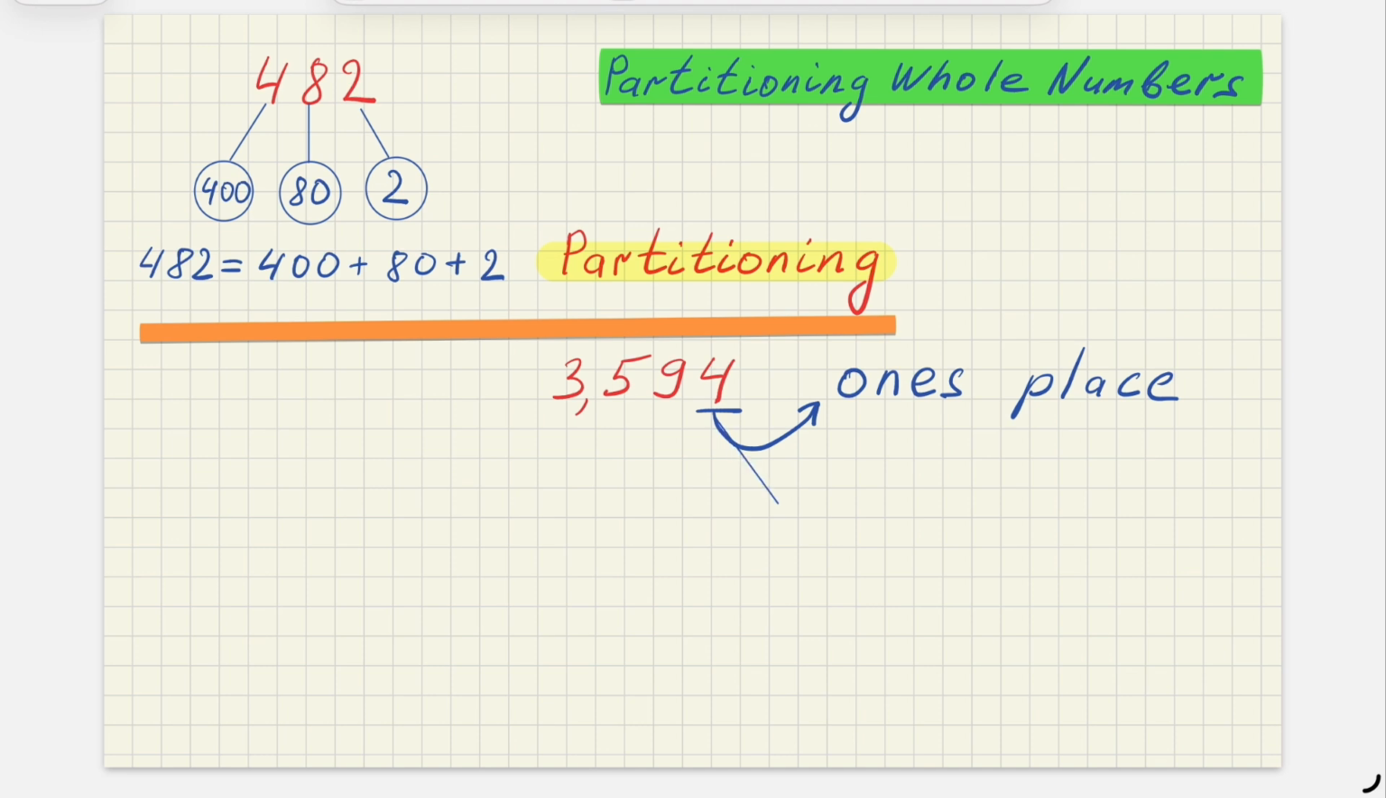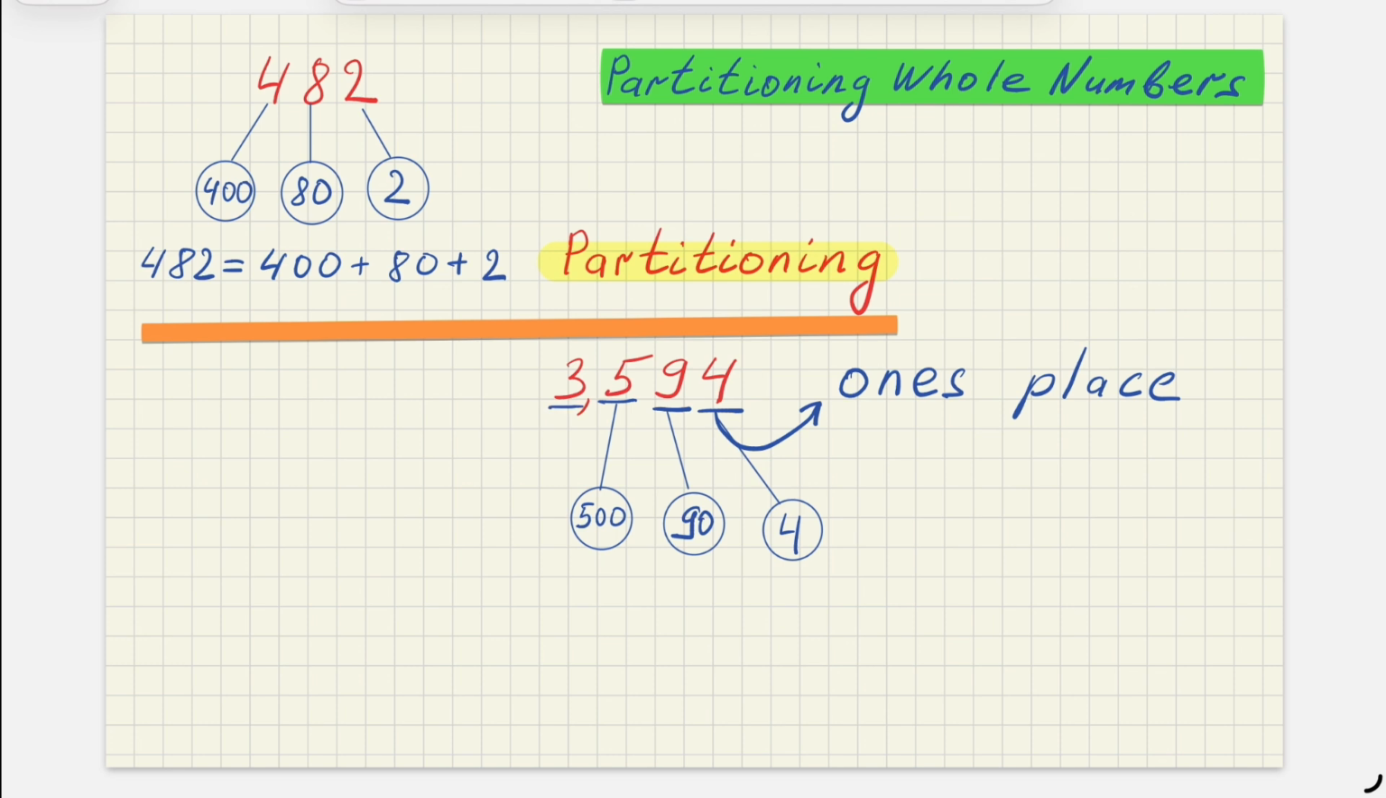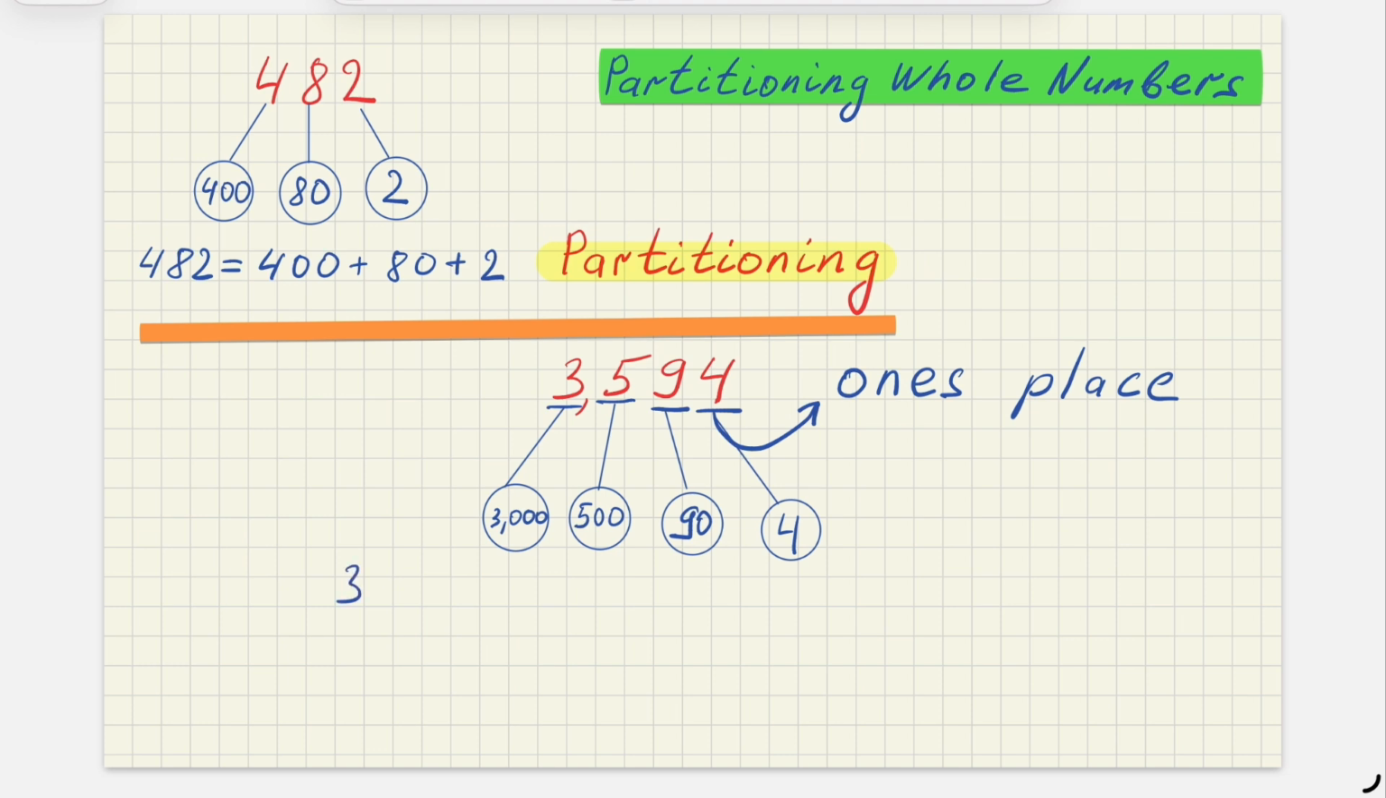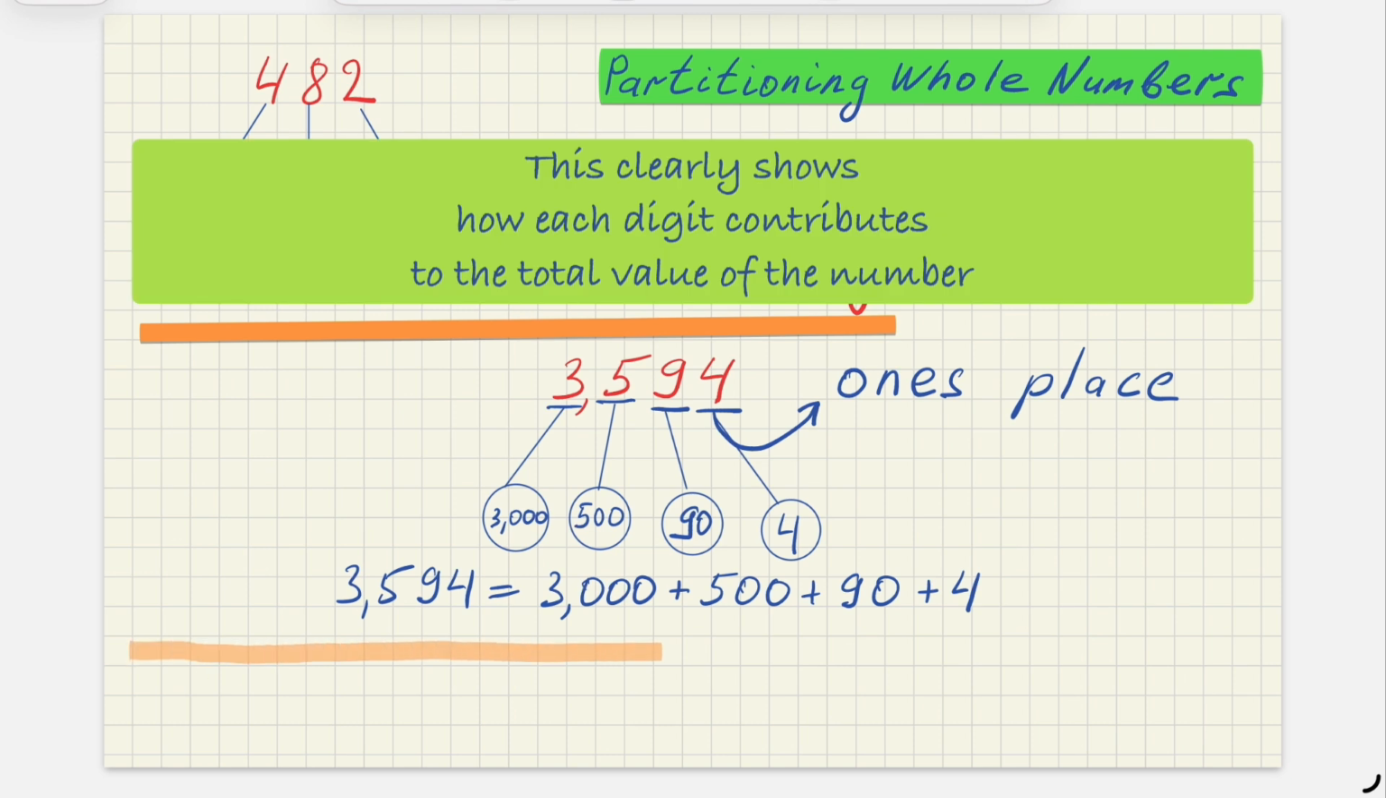Now, let's break the number into its place values. The 4 is in the ones place, making 4. The 9 is in the tens place, making 90. The 5 is in the hundreds place, which is 500. The 3 is in the thousands place, which gives us 3,000. So we can partition it as 3,594 equals 3,000 plus 500 plus 90 plus 4. This clearly shows how each digit contributes to the total value of the number.